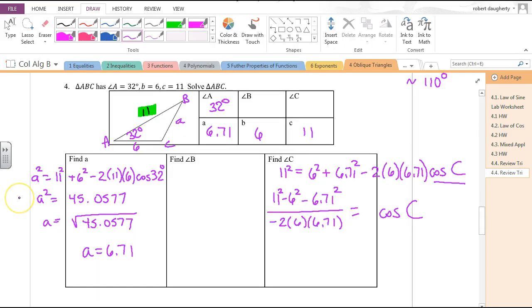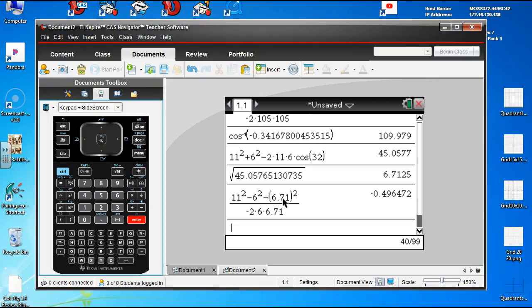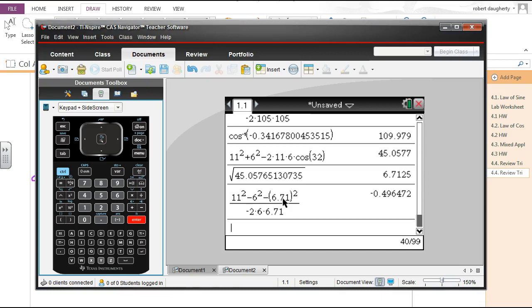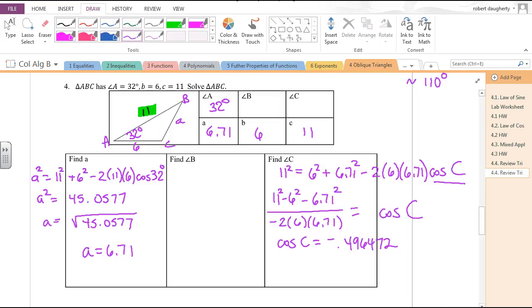0.496472. So cosine of C equals negative 0.496472. Double check that. That was 0.496472. Again, you don't round off until the very end.